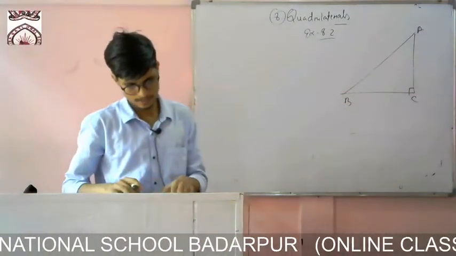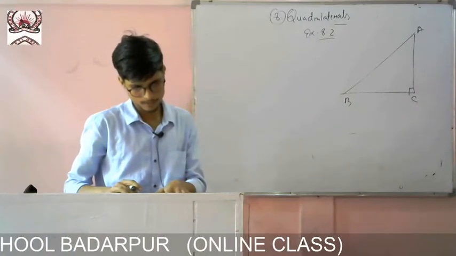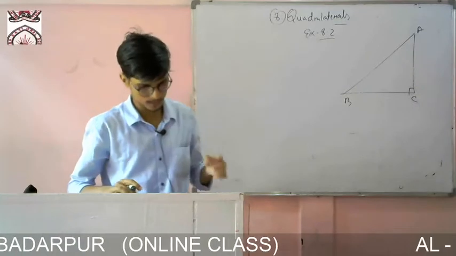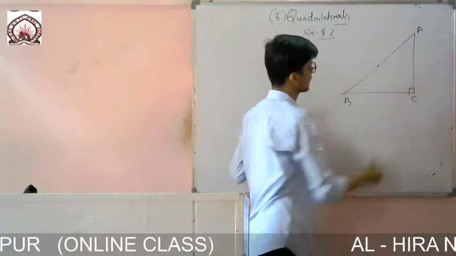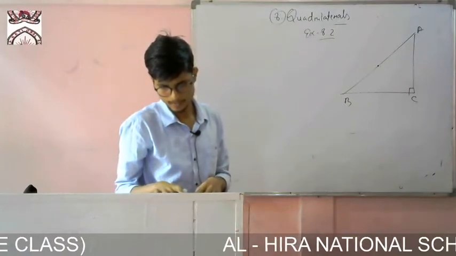And what is given here? M is the midpoint of the hypotenuse AB, and MD is parallel to BC.